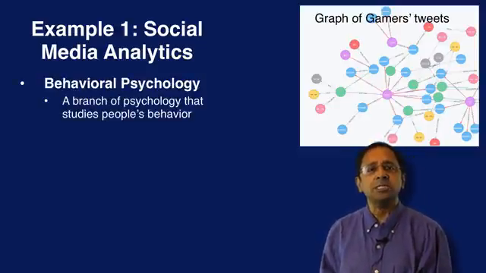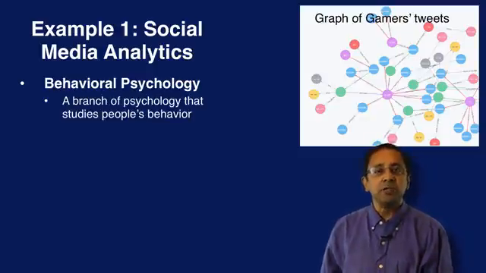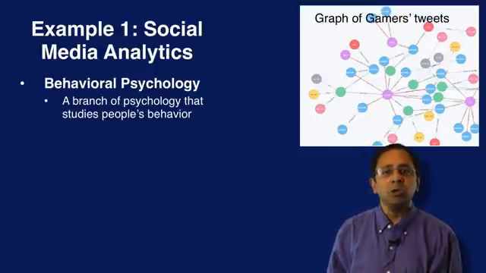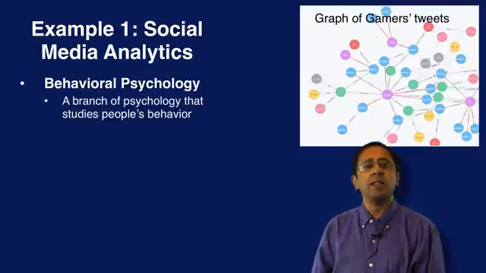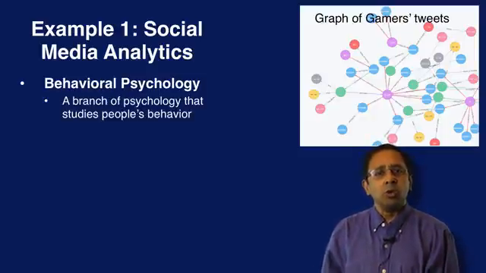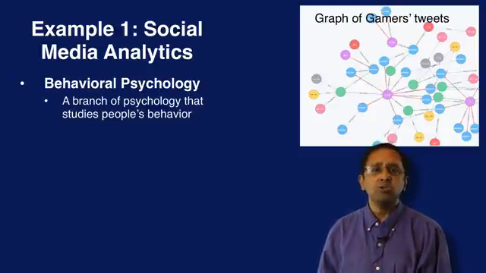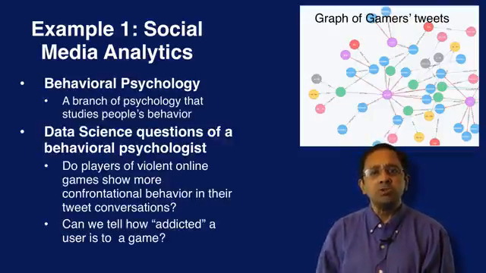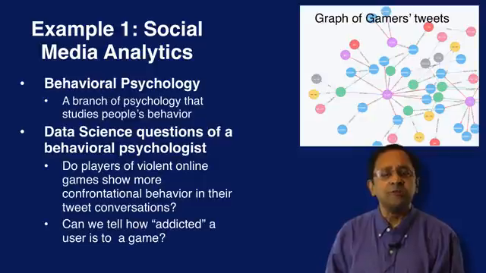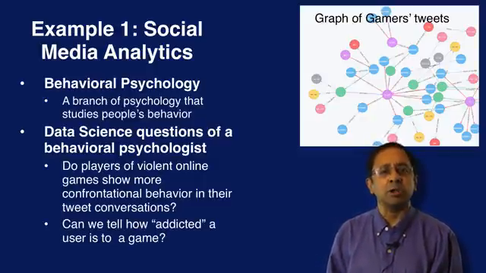So what are the data science questions here? People who look at these things, such as behavioral psychologists, want to know if you are a war game user or if you play any other violent game where there is a lot of fighting online, do these people also show violent behavior? Maybe they do, maybe they don't. They also want to know whether, as a result of looking at somebody's tweets and following them over time, they can tell if the person is addicted to the game or not.